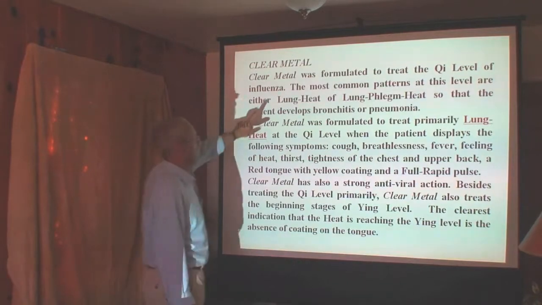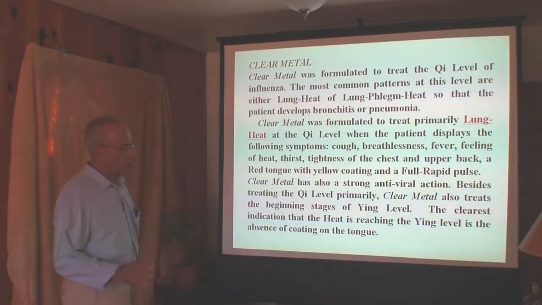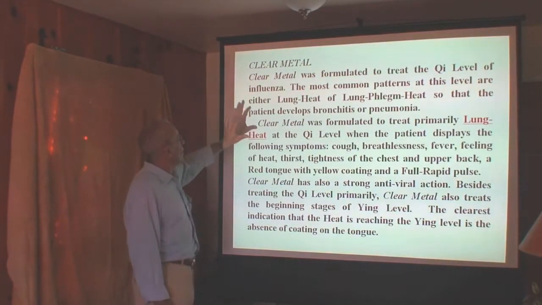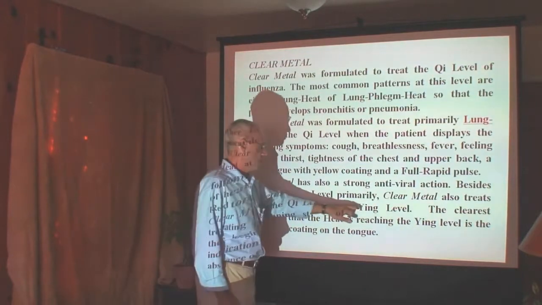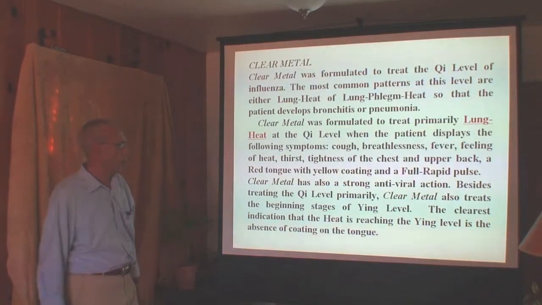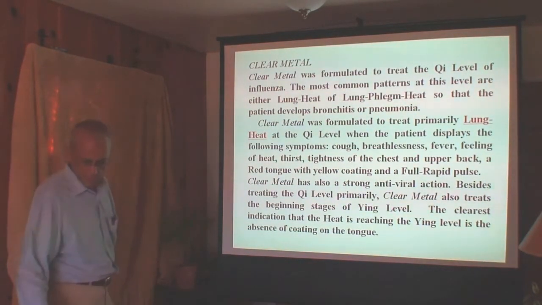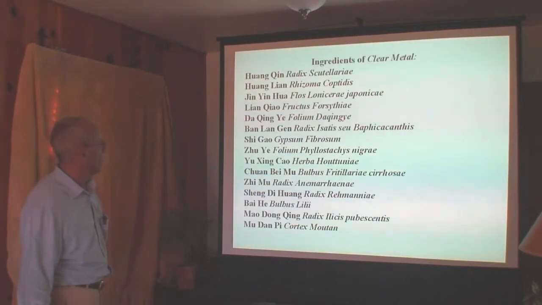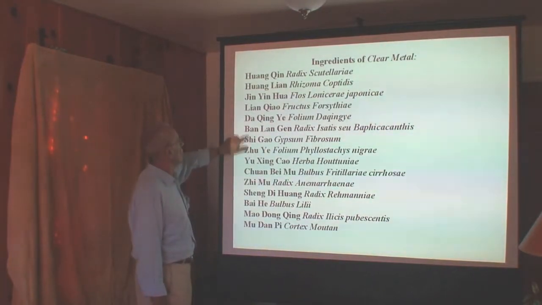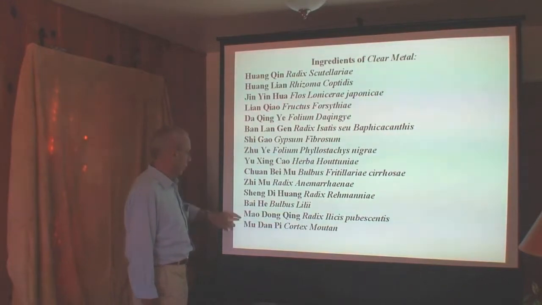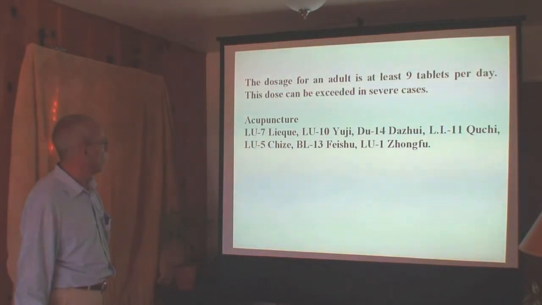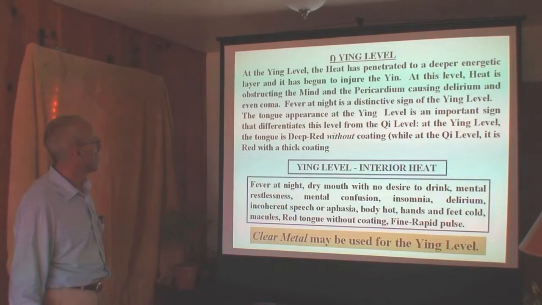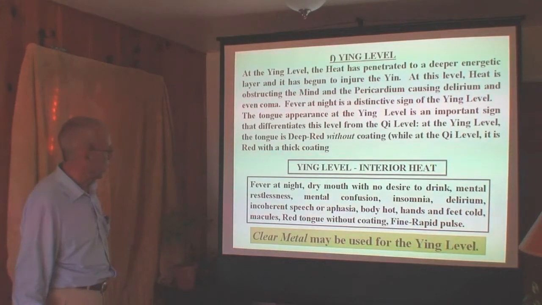Clear Metal is also for the qi level, so they are both qi level. Clear Metal is more for lung heat, not so much lung phlegm heat. The other difference between Clear Metal and Ringing Metal is that this is also for the beginning of the yin level. So you can use it also if it's going to the yin level. And it has a strong antiviral effect. It's got many herbs which have an antiviral effect, especially this one, Da Qing Ye, Ban Lan Gen, and this one, Mao Dong Qing. The dosage is the same, the very minimum 9 tablets, but I would say for an adult 12 or 15. And as I said, you can use Clear Metal for the yin level.